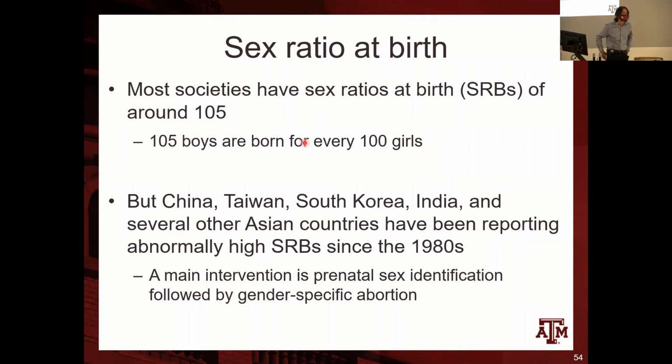Number of boys divided by girls multiplied by 100. Usually it's around 105. But China, Taiwan, South Korea, India, and several other Asian countries have been reporting really high sex ratios at birth since the 80s. And that's related to this preference for having boys. So people have prenatal sex identification with ultrasound. And if they're expecting a girl, they usually perform an abortion because they want to have a boy, right? And that generates really high levels of sex ratio at birth.